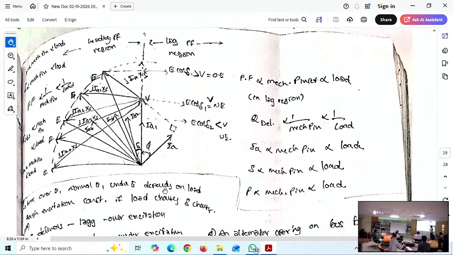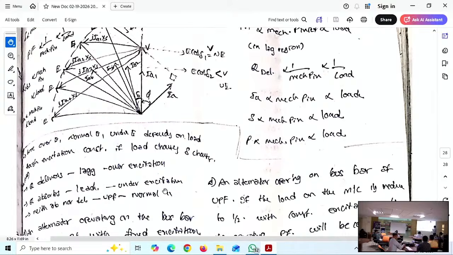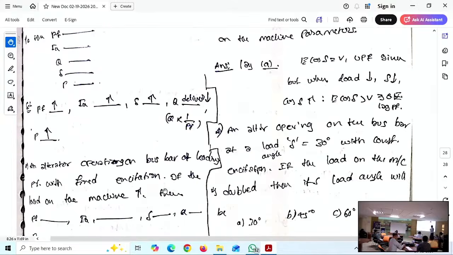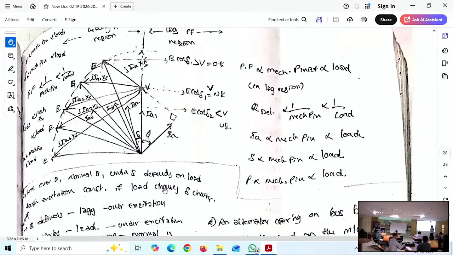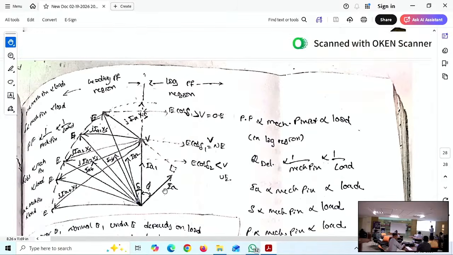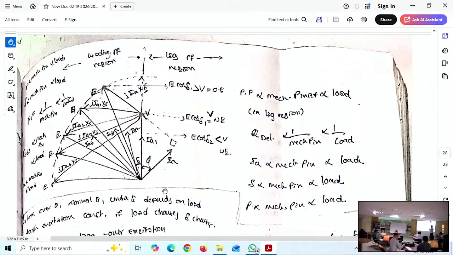Then those phasors will result in a locus of E. Ultimately, E we are going to observe will follow this track, right? That is the observation. Next. Yes. This is how we plot V and inverted V curves of synchronous generators.